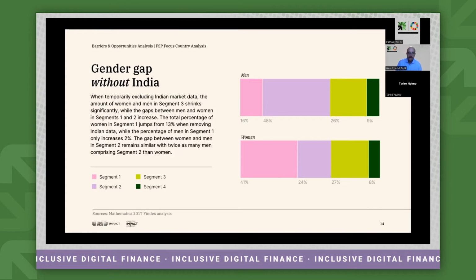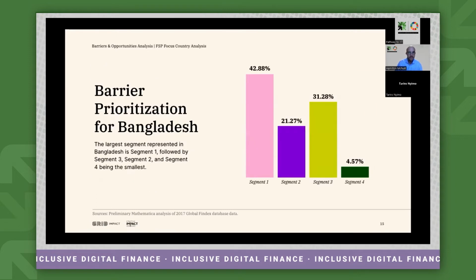But it's pretty stark when you look at it. I mean, double the number of men in segment 2 than women, and more than double the amount of women than men in segment 1. So lots of work to do specifically around segments 1 and 2 when it comes to the gender gap there.